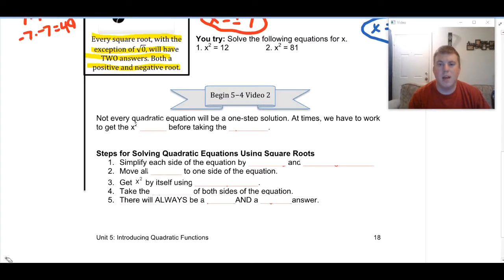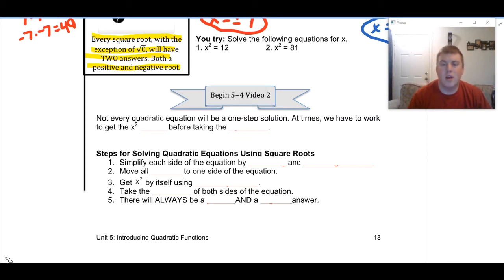Welcome to Lesson 5-4 Video 2. In Video 1, we went over some of our most basic problems that we will be using the solving by square root method to figure out. Unfortunately, they aren't all that simple, so we are going to take a look at some that are going to be a little bit more complicated in this video.